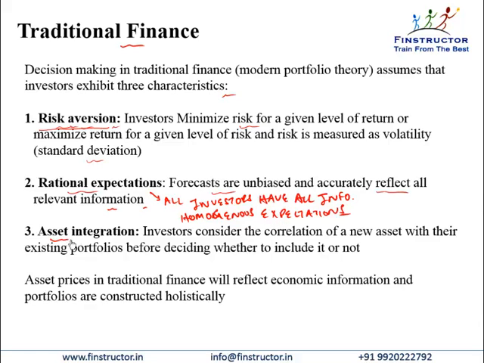It assumes asset integration, that is, investors consider the correlation of a new asset with their existing portfolios before deciding whether to include it or not. So all assets are considered from a holistic overall perspective, which we will see does not always actually happen because there is mental accounting and there are many other biases that individuals may have. So asset prices in traditional finance are always efficiently priced. That is, they reflect all economic information and portfolios are constructed holistically.